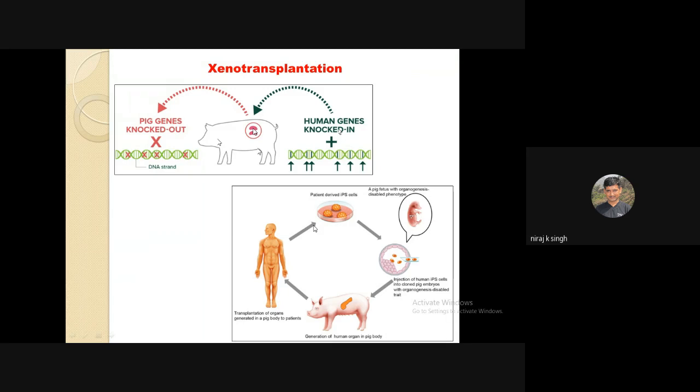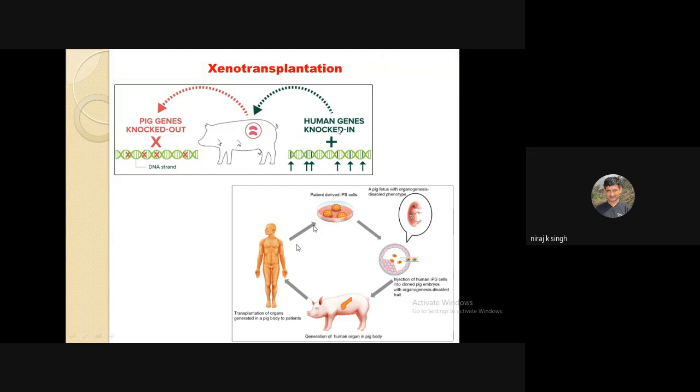This immunological rejection happened due to MSC compatibility. Only the MSC is the important factor determining graft rejection. With the help of genetic manipulation, incorporating the human MSC and removing the pig's own MSC, this pig organ can be transplanted into the human being. This transplantation is known as xenotransplantation.